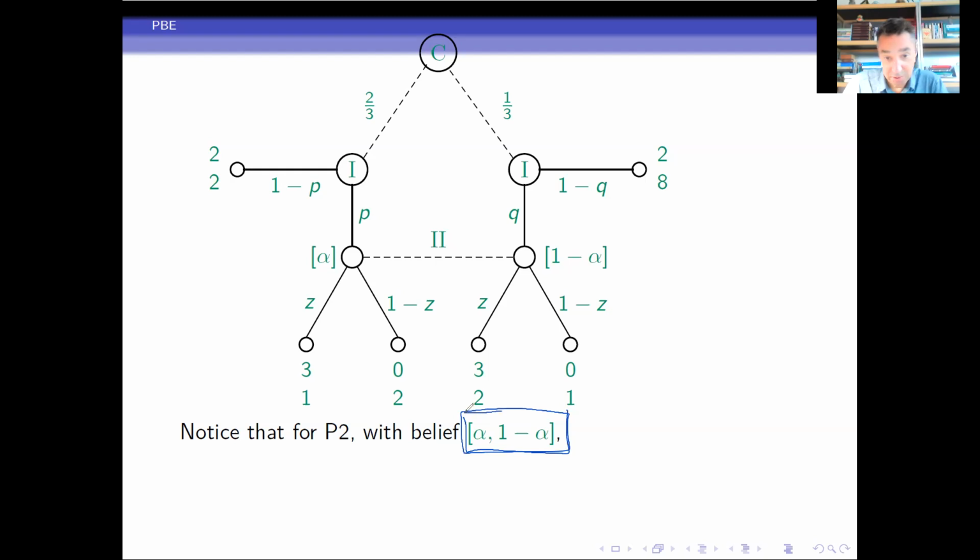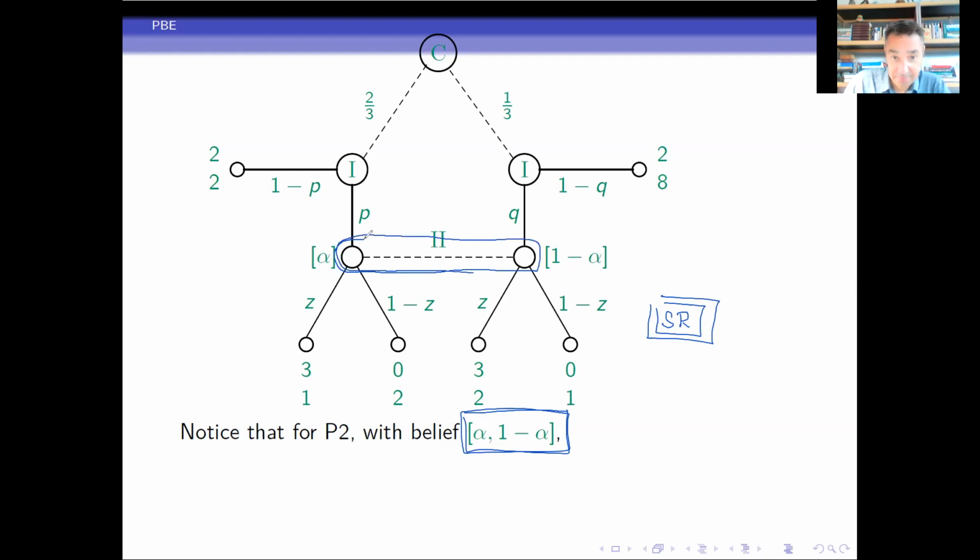But here we start with the belief alpha, 1 minus alpha, and we're going to check sequential rationality. Sequential rationality dictates that, given this belief, a player should play a best response. Well, there's not much of a best response going on here. There's this player 2 that needs to make a decision here, but he is the last player to take an action over there.